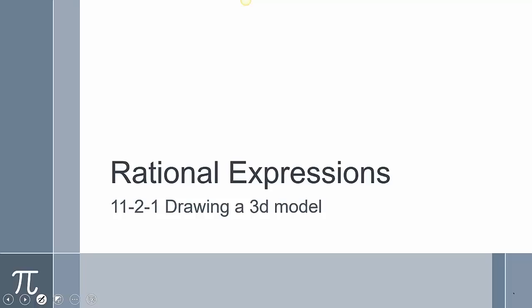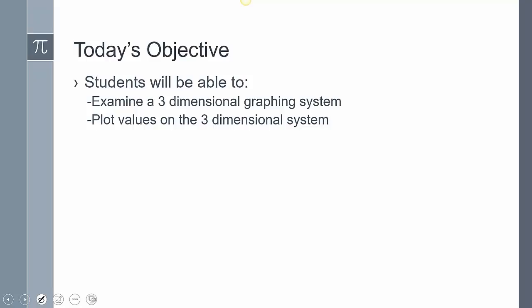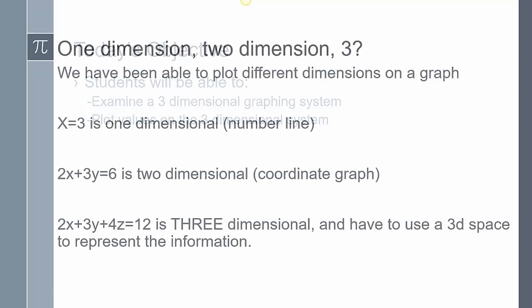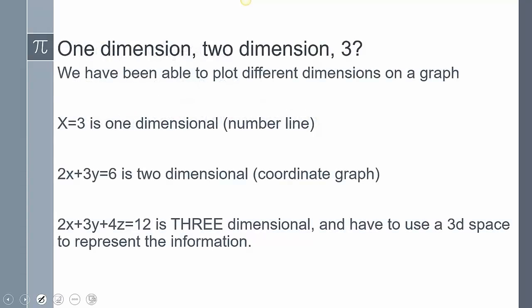This is 11.2.1. We're going to draw a 3D model. So we're going to examine a three-dimensional graphing system, and then we're going to plot values on the three-dimensional system. Now, in the past, we've done 1 dimension, we've done 2 dimensions, but we have not talked about 3.